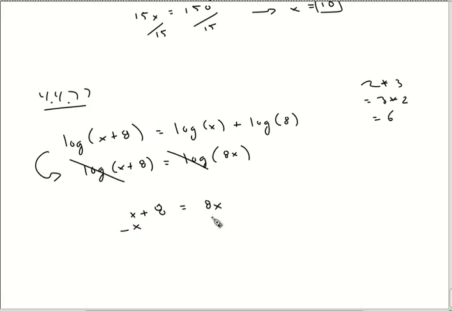I'm going to minus x on both sides. So 8 is equal to 7x. Divide by the 7. So x is equal to 8/7. And there you go. Cool.